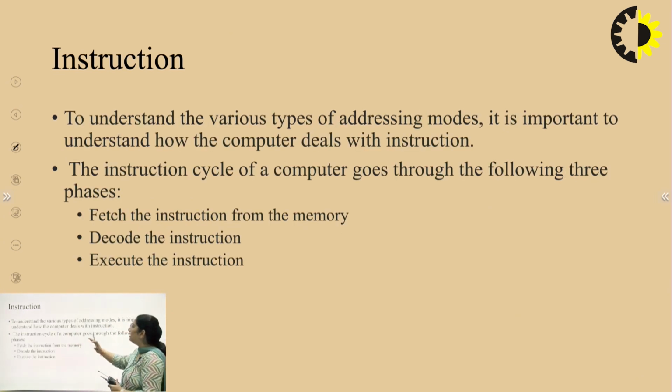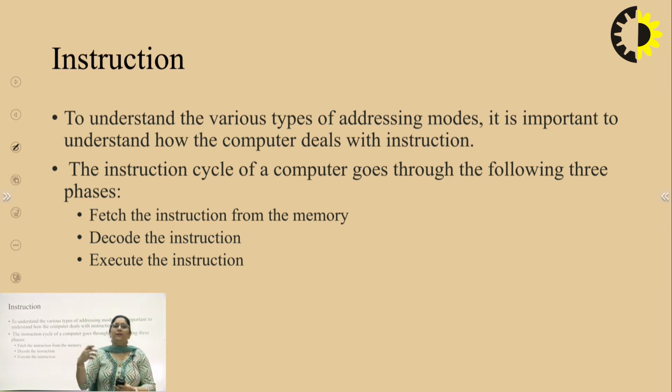To understand the various types of addressing modes, it is important to understand how the computer deals with the instruction. Whenever the processor encounters an instruction, it performs an instruction cycle. Cycle means the steps are repeatedly processed, and the first step is fetch, second is decode, and third is execute. So, the computer performs it in the form of fetch, decode, and execute.